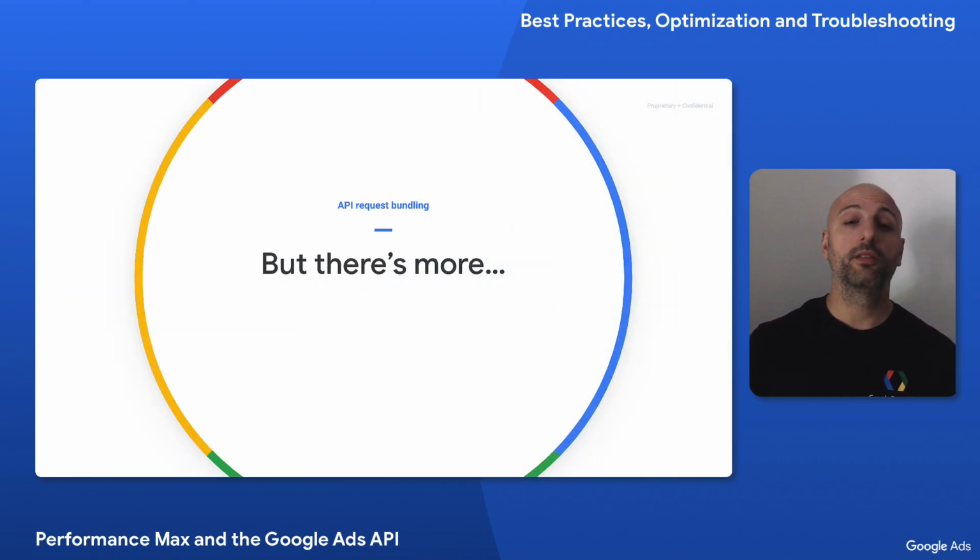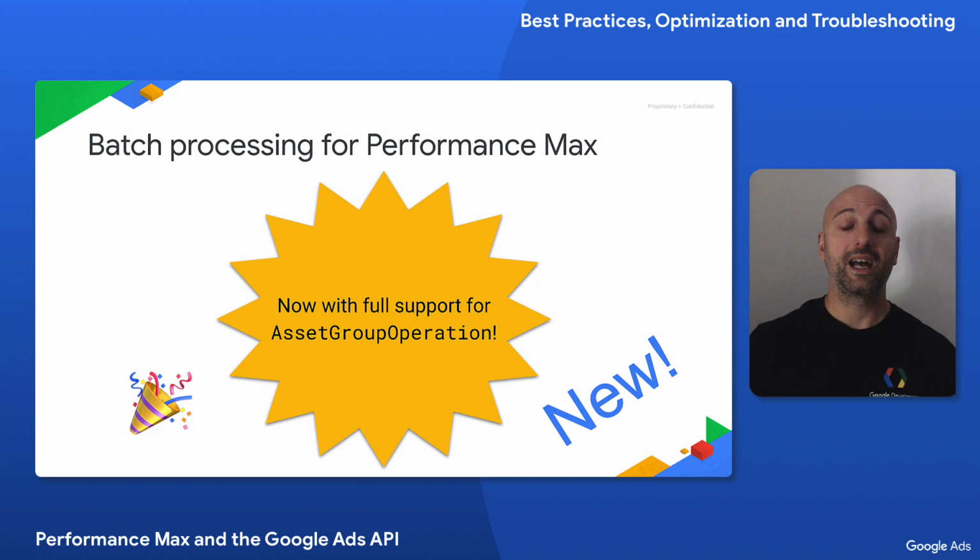But that's still not everything. There's a new feature that we recently introduced in the API that will allow you to optimize your Performance Max campaign creation requests even more. Up until recently, batch jobs did not support asset group operations, which meant that you couldn't use a batch job to create all the required resources for a Performance Max campaign. However, beginning in April 2024, you can put asset group operations in a batch job.